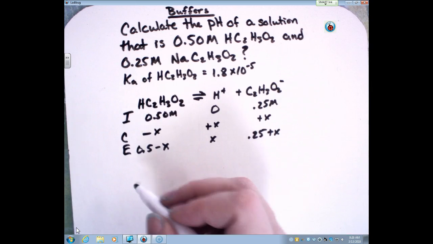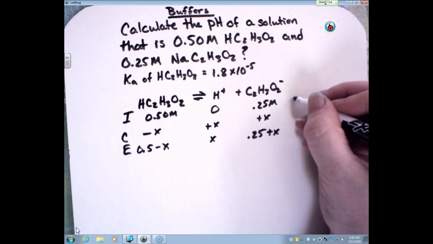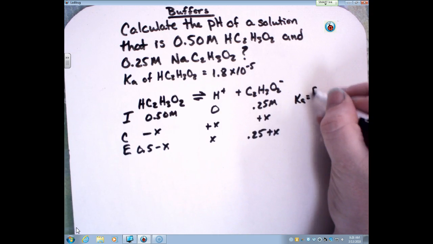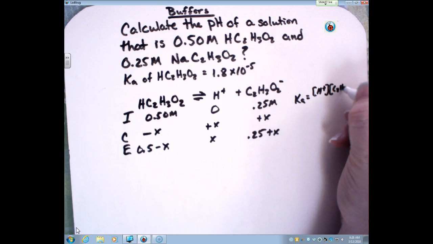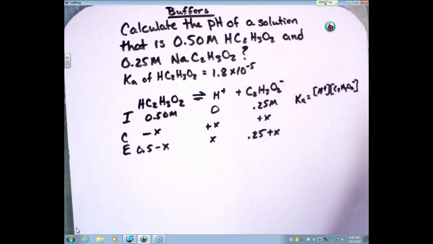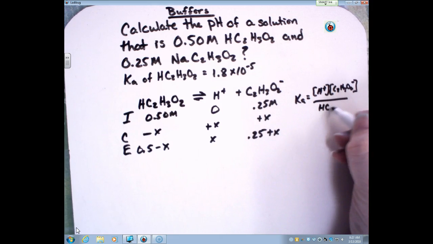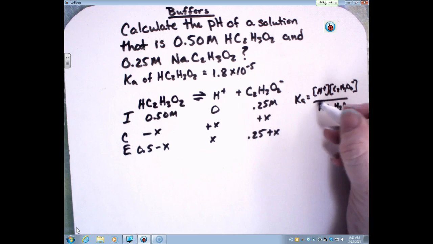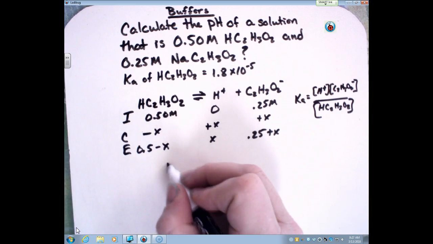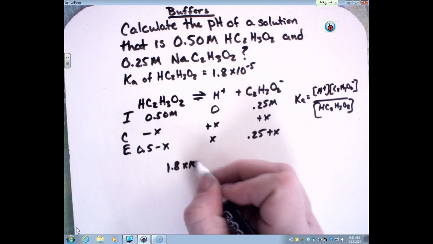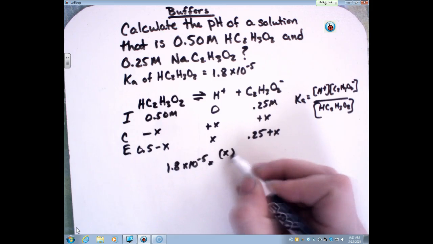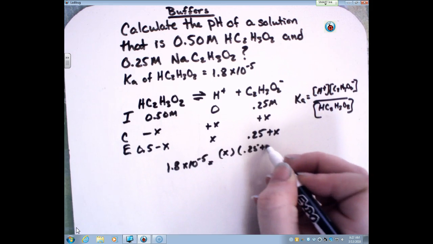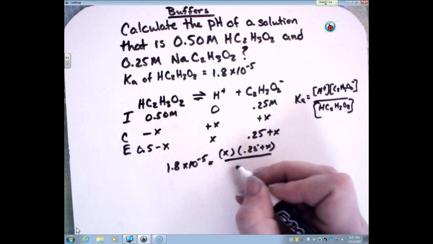All right. Now we can put that into our equilibrium expression, where Ka is going to be equal to hydrogen ions times acetate ions over my acetic acid concentration. And we know that given in the problem, 1 times 10 to the negative 5 is the Ka for acetic acid, and now it's going to be x times 0.25 plus x divided by 0.5 minus x.